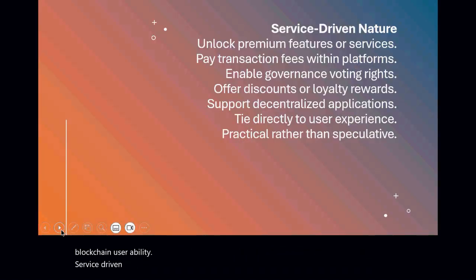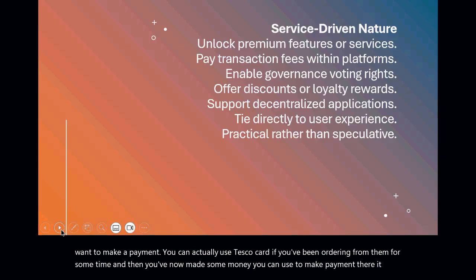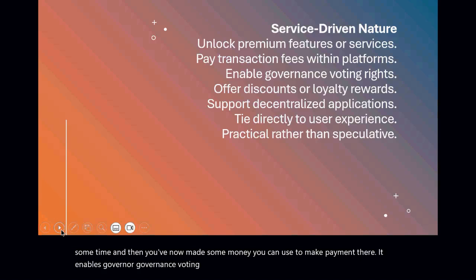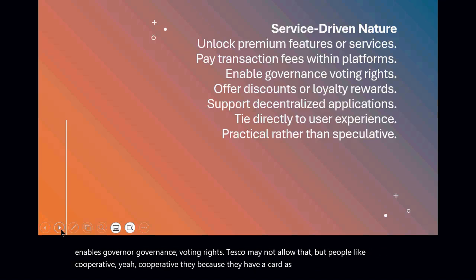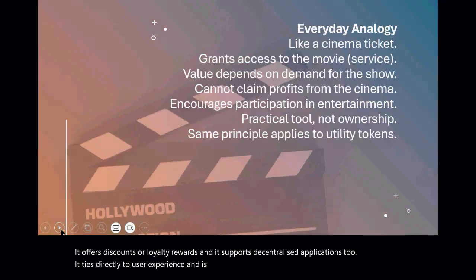Service-driven nature. It unlocks premium features or services. That's one of the things. If you notice, like Costco, that's what they do sometimes. They can use it to pay transaction fees. So let's say you go to Tesco now, you want to make a payment. You can actually use your Tesco card if you've been ordering from them for some time and you've accumulated some money. You can use it to make payment there. It enables governance voting rights. Tesco may not allow that, but places like the Co-op do, because they have a card as well. It offers discounts or loyalty rewards, and it supports decentralized applications too. It ties directly to user experience and is practical rather than speculative.